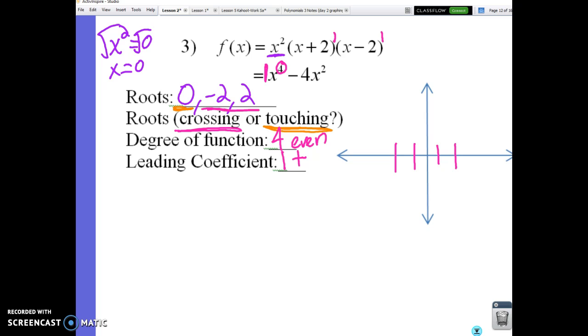So let's start by plotting our points. So always plot your points. So we've got one at 0, -2, and 2. Okay? This is an even function with a positive leading coefficient. So both of the endpoints should be going up.